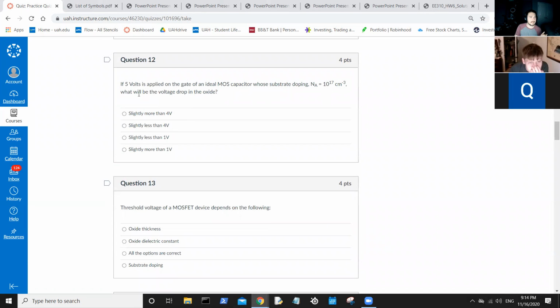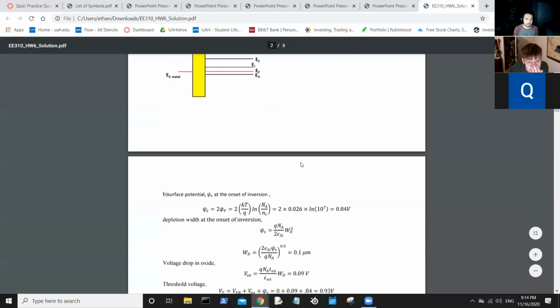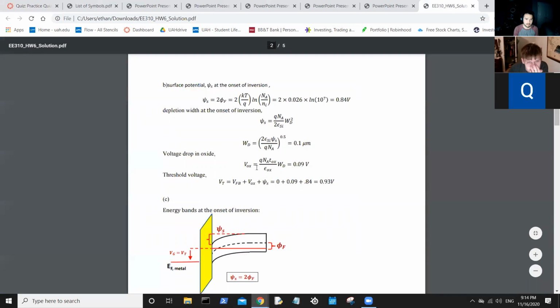Question 12. If 5 volts is applied to the gate of an ideal MOS capacitor whose substrate doping is Na times 10 to the 17th, what will be the voltage drop in the oxide? You could do the math here, and it's not that hard, because if we look at his homework solutions, we can pull the equation for voltage drop in oxide. It's right here. And we just use a bunch of parameters.